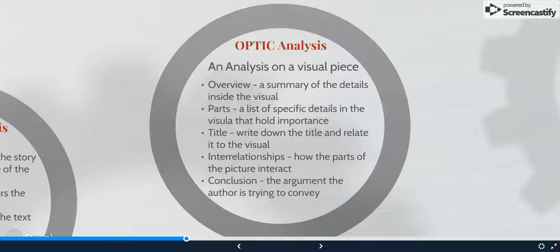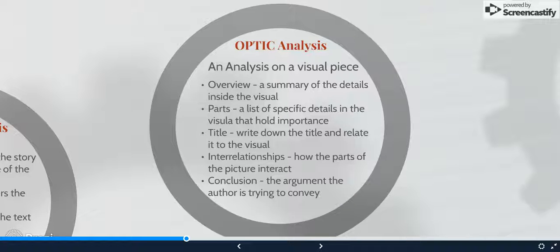Title: write down the title and relate it to the visual. Interrelationships: how the parts of the picture interact. So does the background change the way we view the subject? Does the subject change the way we view the other person in the picture? That kind of thing. And then conclusion: the argument the author is trying to convey. Is it a comic, so is the author trying to get us to enjoy the piece? Is it propaganda, trying to persuade us? Thinking about this is really important in looking at a visual piece.